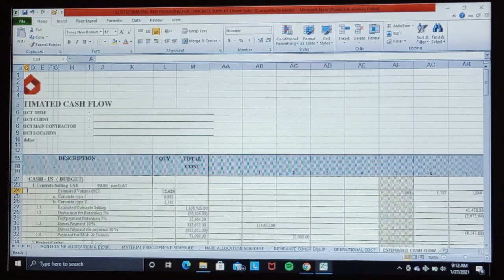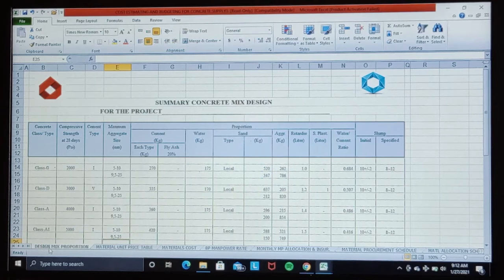We go back again to the design mix proportion. Okay, this section determines how much material is required for 1 cubic meter concrete as its class refers to the result of the compressive strength test at 28 days. Then we found how many compositions per 1 cubic meter concrete of its raw material: cement, and then water, sand, aggregate, and for retardant and super plasticizer.